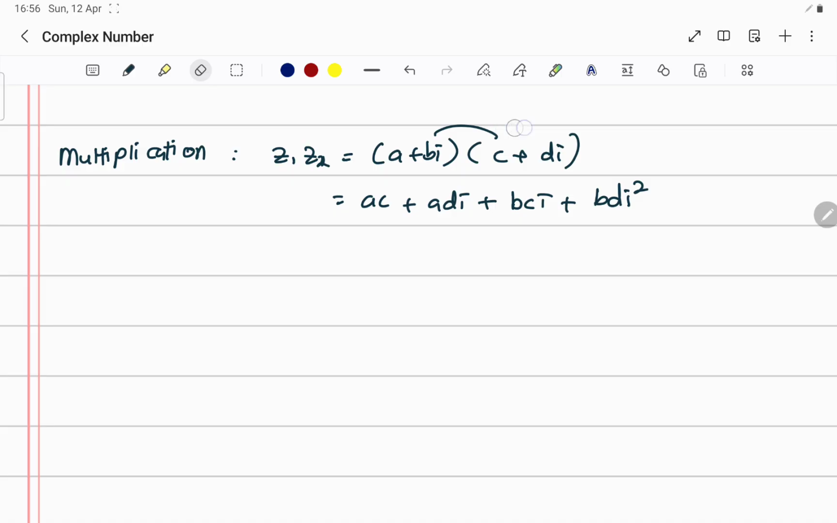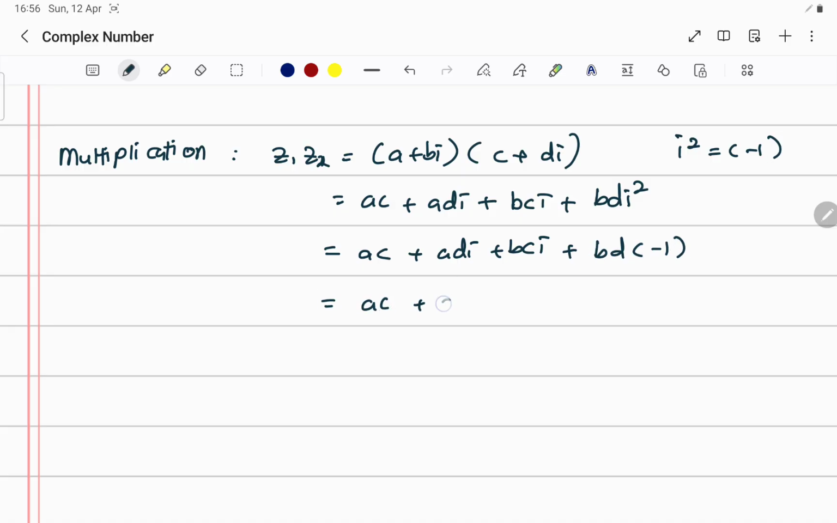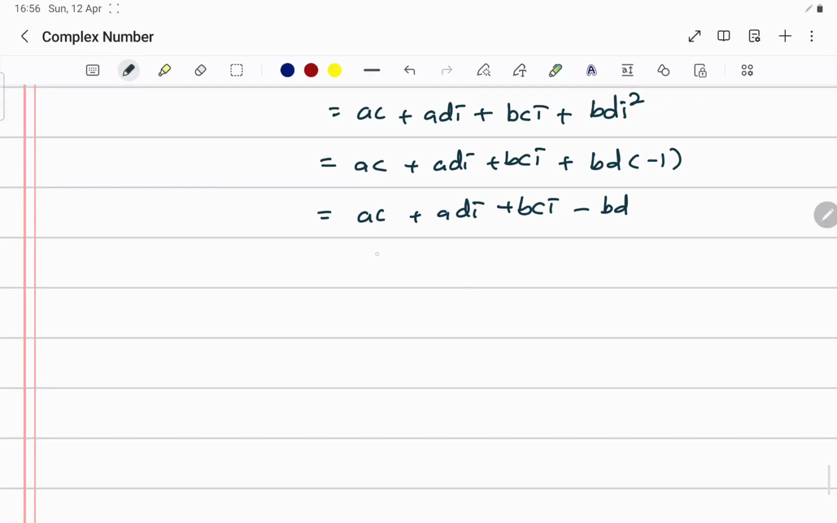Now from here, if you see, we have I square there. When you have I square, you can change it. I square is actually equal to -1, right? So you substitute -1 inside. You're going to get AC plus ADI plus BCI minus BD. So from here, you combine the real part, which is AC minus BD, plus AD plus BC, I. So this is how you can do multiplication.